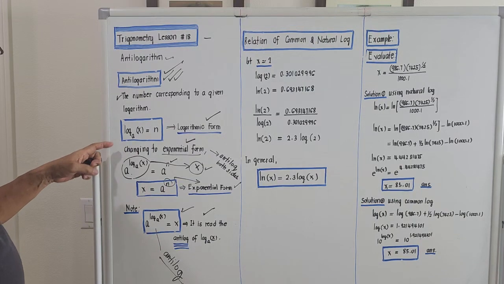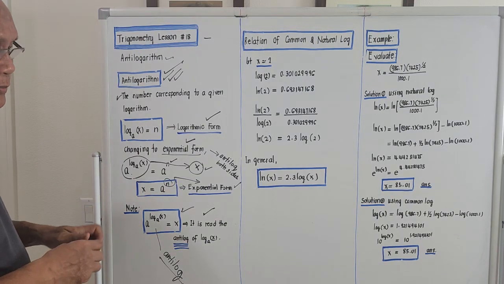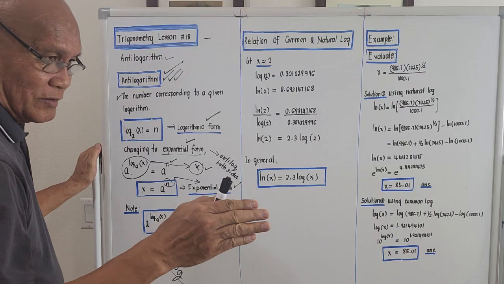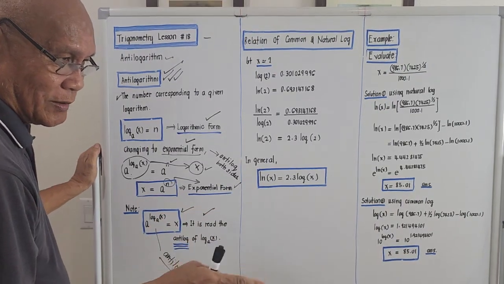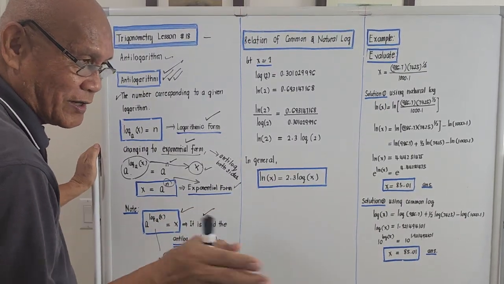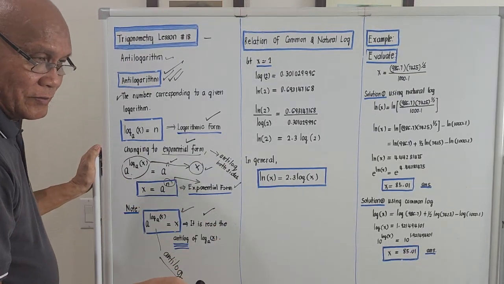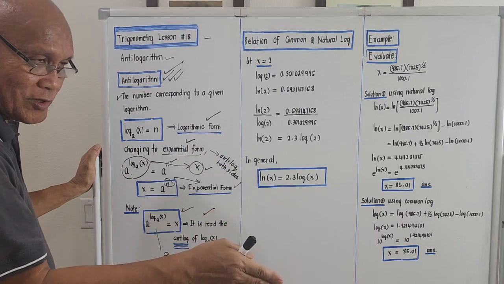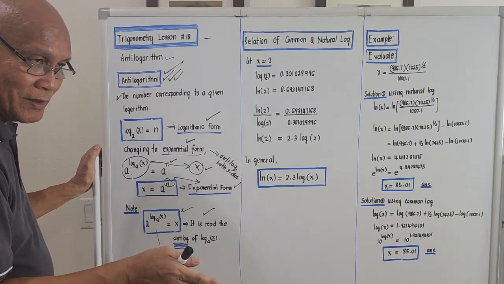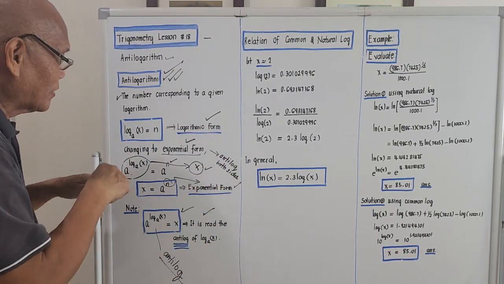So this is just an easy one because when I finish my algebra syllabus under my channel, I got a topic there changing from logarithmic to exponential and from exponential to logarithmic, and that topic is actually under antilogarithm.